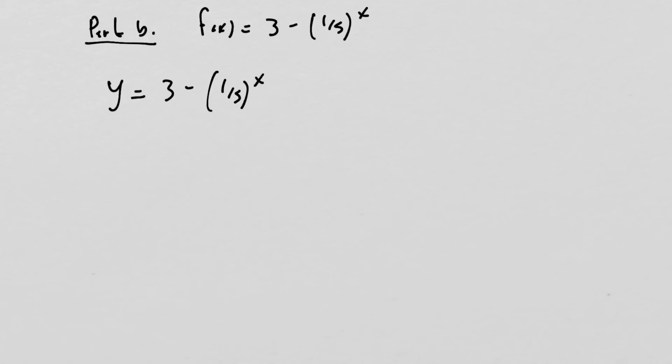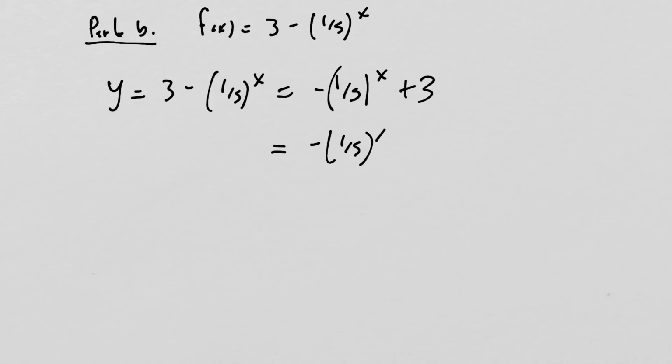In part B, we're given the function f of x is equal to 3 minus 1/5 raised to the x. Rewriting this real fast using y, we get y is equal to 3 minus 1/5 raised to the x. This is equivalent to negative 1/5 raised to the x plus 3 here. What we can see is the plus 3 is going to raise our function up by 3. So let's go ahead and peel that piece off, and we're going to get negative 1/5 raised to the x.